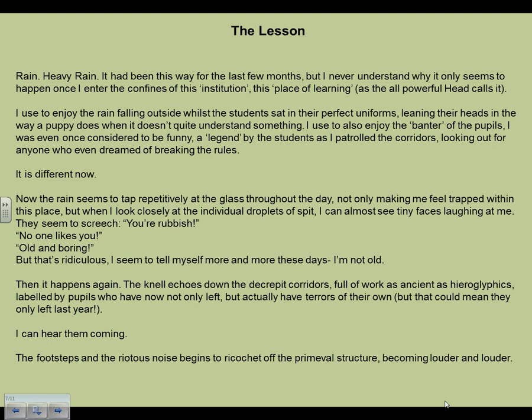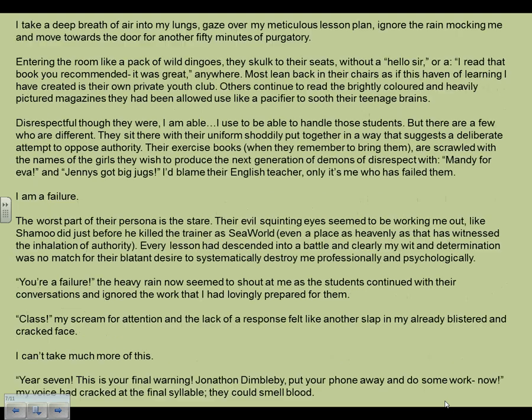I can hear them coming. So I'm building up that detail. You can see nothing's happened yet, I'm not giving anything away. I'm hinting. The footsteps and the riotous noise begins to ricochet off the primeval structure, becoming louder and louder. I take a deep breath of air into my lungs, gaze over my meticulous lesson plan, ignore the rain mocking me, and then move towards the door for another 50 minutes of purgatory.